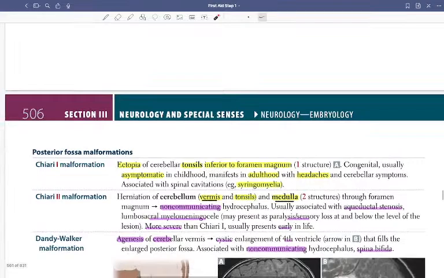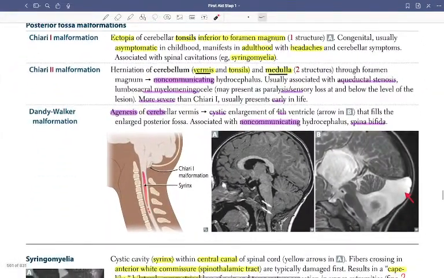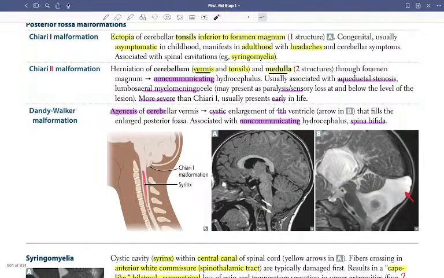Next page we come to Chiari 1 and Chiari 2 malformation. Chiari 2 has come before, Dandy-Walker has also come, and syringomyelia they sometimes give. Specifically they had asked that in Chiari 2 you get non-communicating hydrocephalus. So you have this non-communicating hydrocephalus. First you have Chiari 1 malformation.